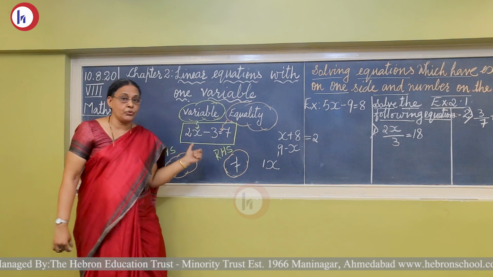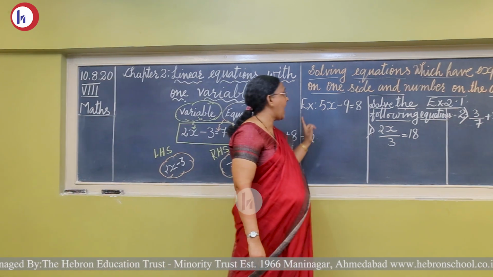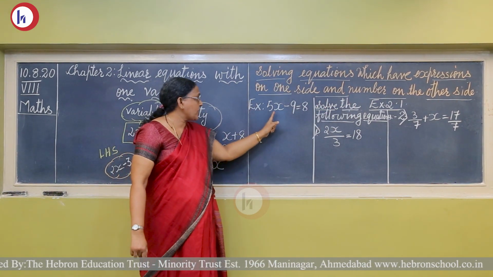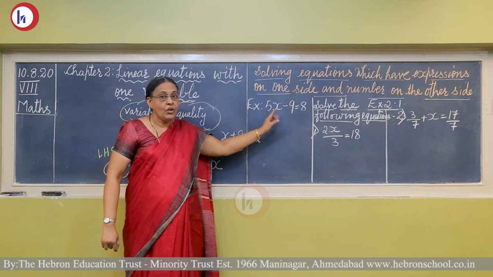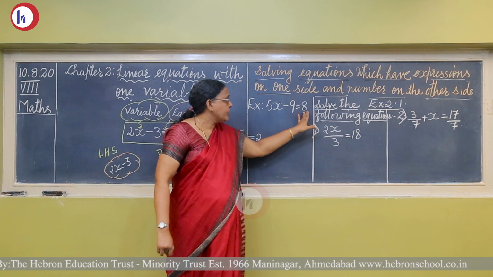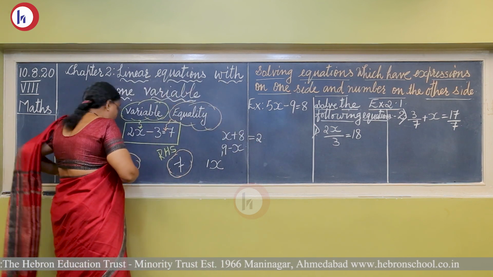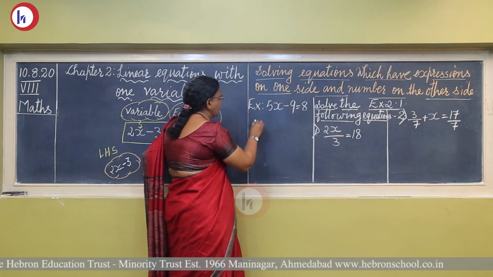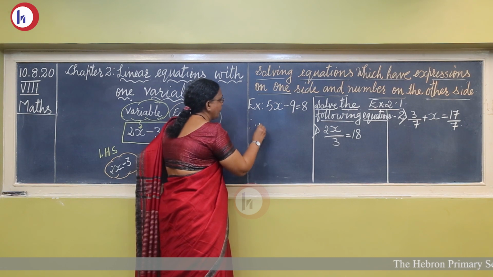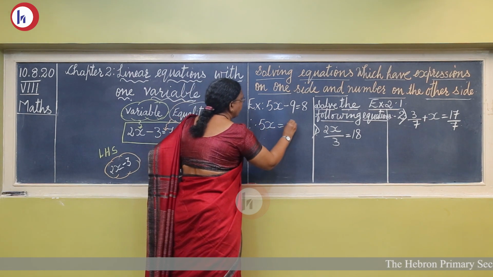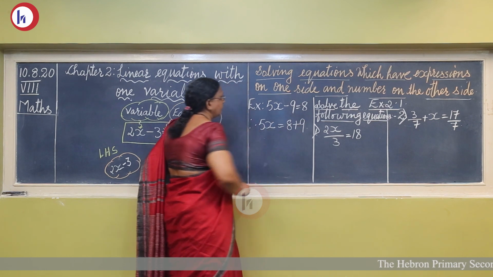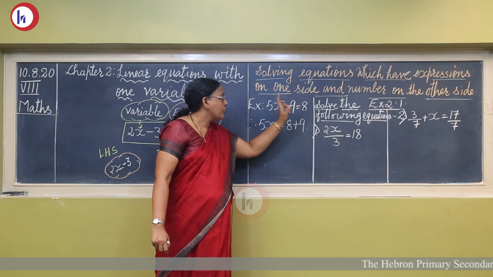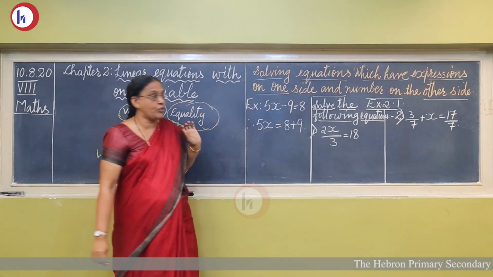Now, how to solve the equation? We are solving equations which have an expression on one side and a number on the other side. It means one variable is on one side and the number is on the other side. Now, how can we solve this equation? We would start with 5x is equal to 8 plus 9. See that 9 from the left hand side is taken to the right hand side by changing the sign. It is known as transposing.